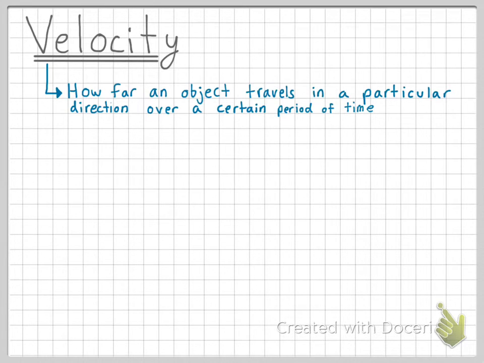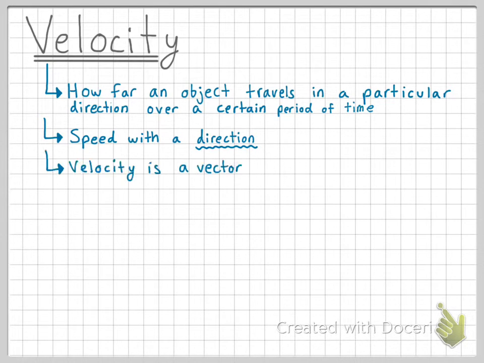This video covers the concept of velocity. Velocity is simply the distance an object travels in a particular direction over a certain period of time. Velocity is just simply speed with a particular direction, and this keyword direction suggests to you that velocity is a vector, which means that the direction that the object travels is important for the velocity.